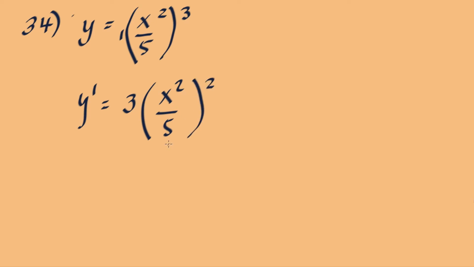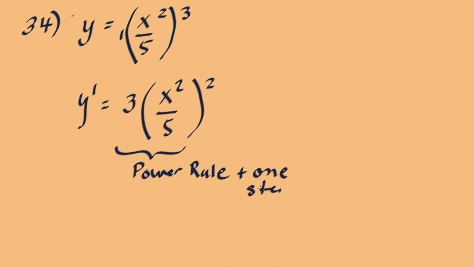Now, it's a chain rule because it's a combination of a power rule. So this is actually a power rule with one extra step. There's one additional step that we have to do, which is to multiply what we have right now by the derivative of this base, which is 2x over 5. So that makes it a chain.